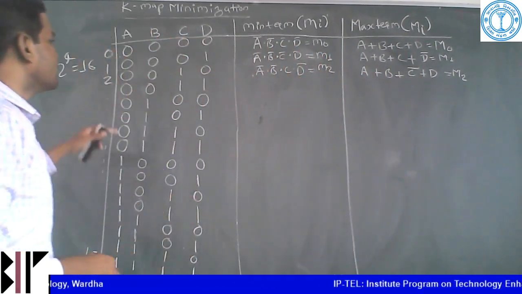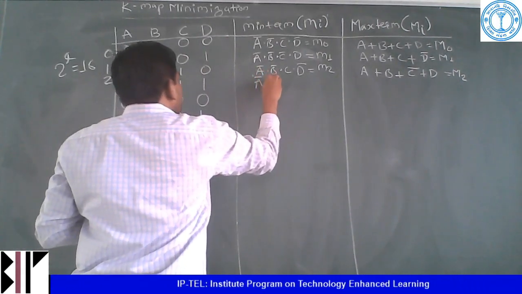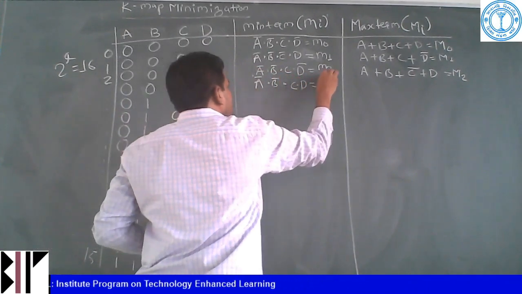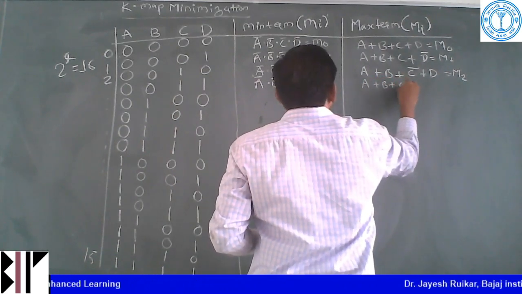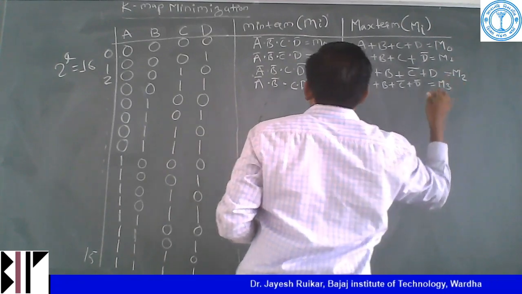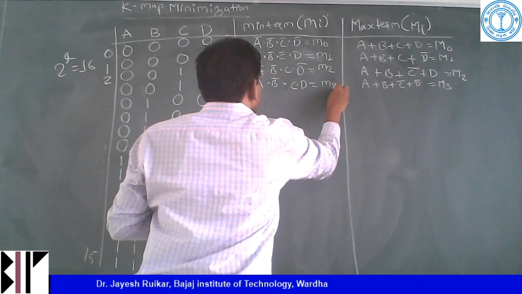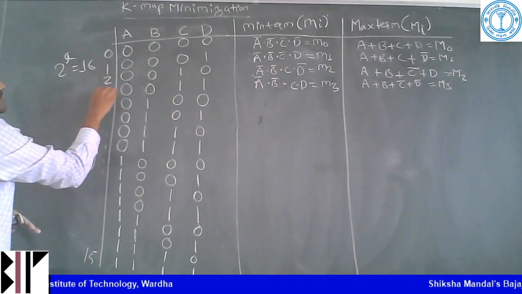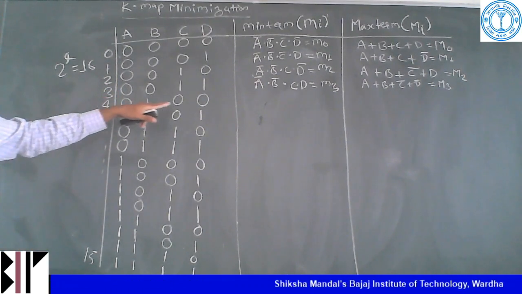I am writing this for the fourth, that is A bar dot B bar dot C dot D is equal to my small m3, and then A plus B plus C bar plus D bar is equal to capital M3. Then this is my 0, 1, 2, this third is over. Then the fourth I am writing. Fourth is 0, 1, 0, 0.